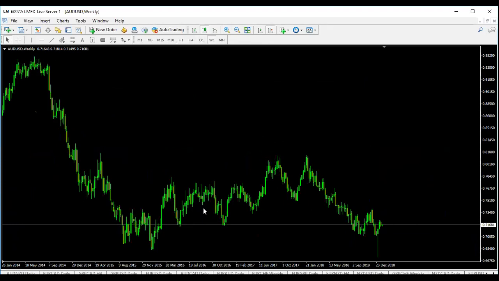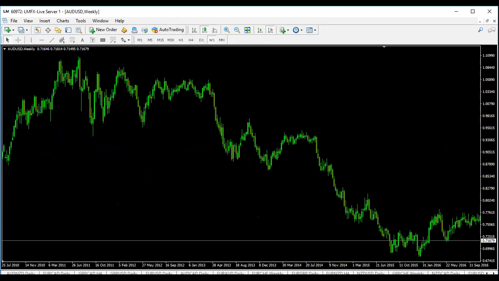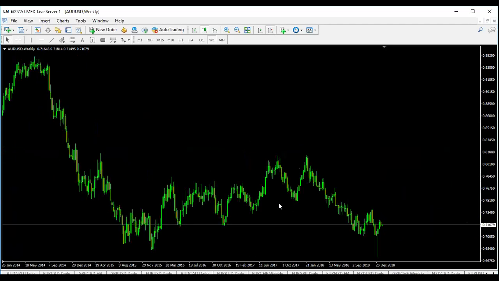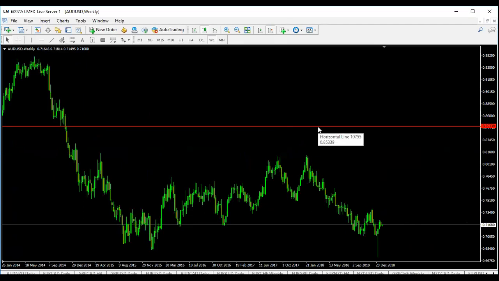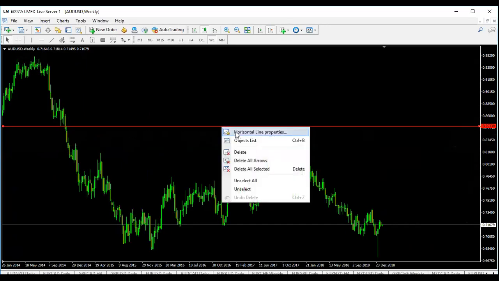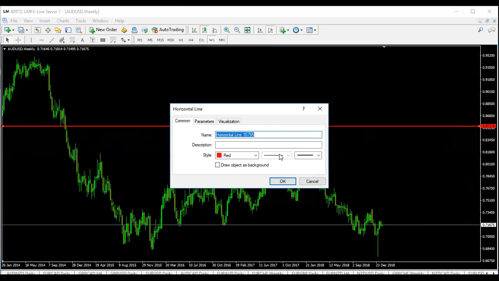Now what I'm looking for with support and resistance is places where the market has previously come to and struggled to break price. Okay, so just right off the top, I can see right here. You're going to hit your horizontal line. I change it to red. Yours may not be red, but if you double click on this line, you'll see a box pop up on each side, okay? That means that you can edit it. Right click, go to horizontal line properties, common, and you can change the colors and the thickness of the line.